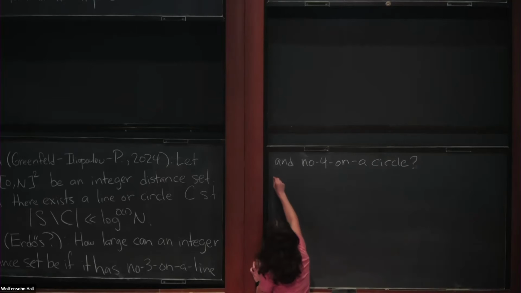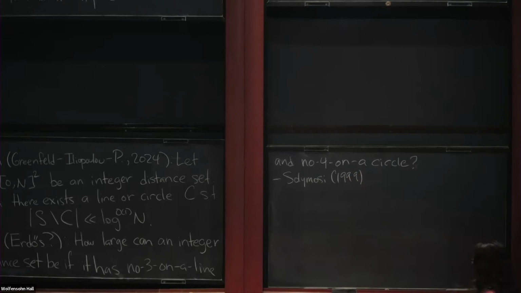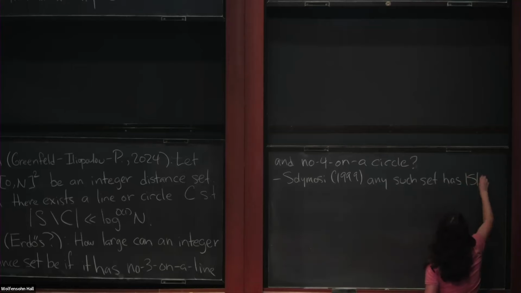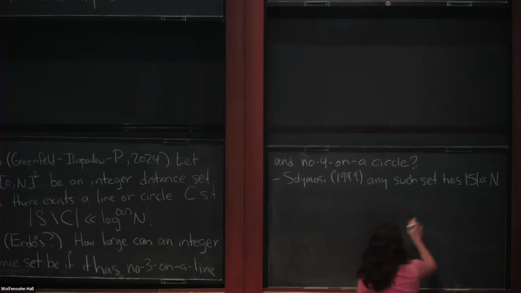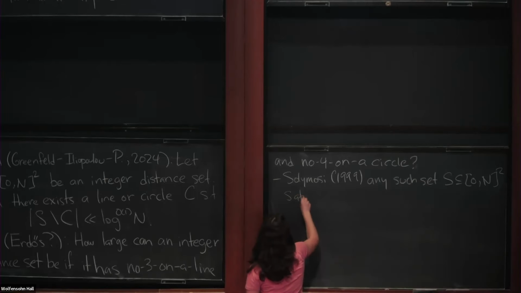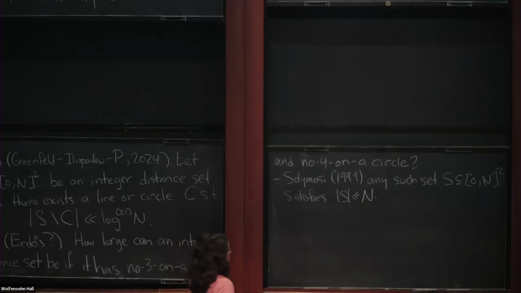By quantifying this hyperbola argument I showed you and improving the implied constant, Shoimoshi was able to prove that any such set S contained in an N by N box satisfies that its size is linear in N. This was the best known upper bound, and the largest such set known has size 7.